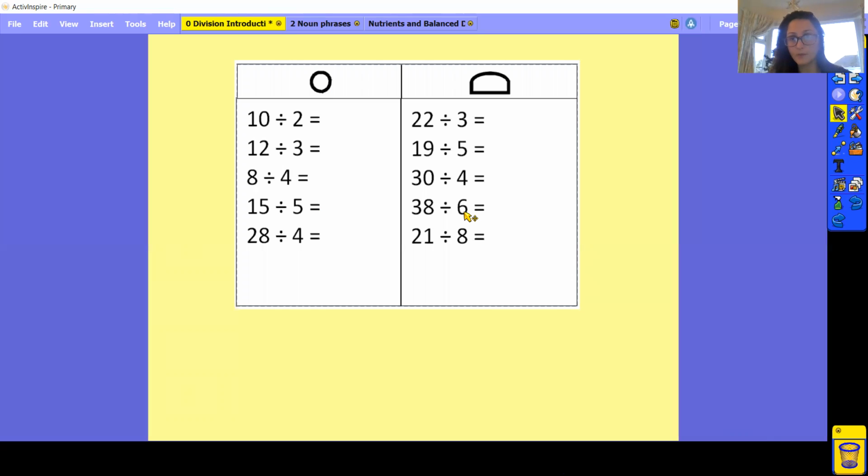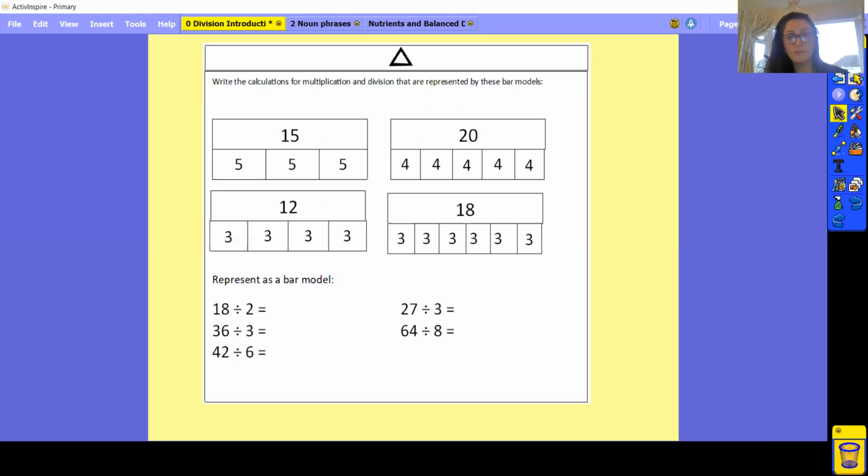Okay, so if you're ready to go on for the next sheet, here's the next sheet. So it says write the calculations for multiplication and division that are represented by these bar models, okay? So here, have a go. Remember, there's 4 calculations, 2 division, 2 multiplication, okay? And then once you've done that, have a go at these ones. These are just other ones that I want you to represent using a bar model as well. So again, have a pause if you need to, have a go at it.